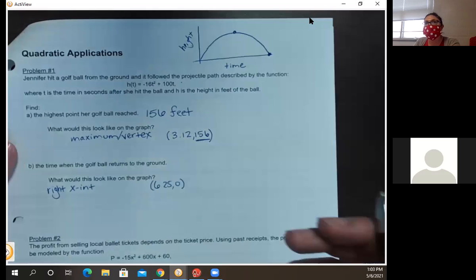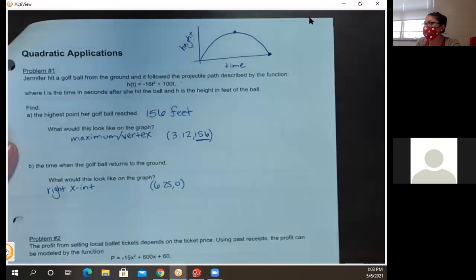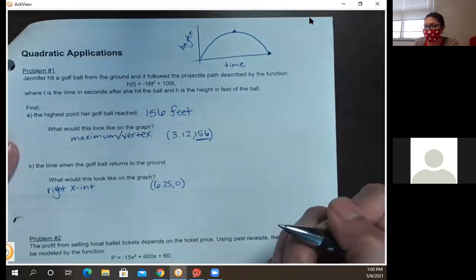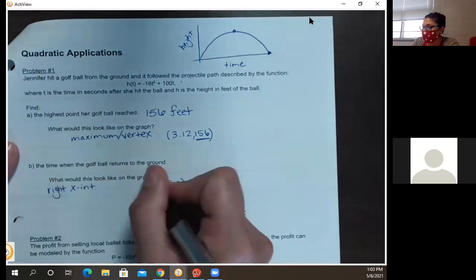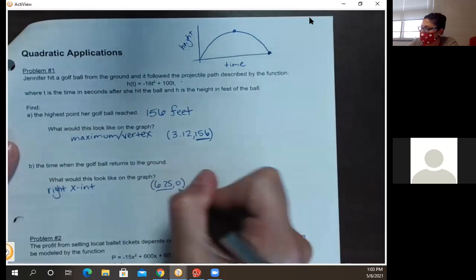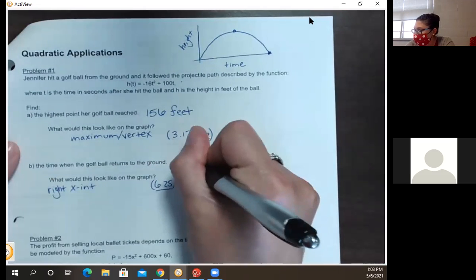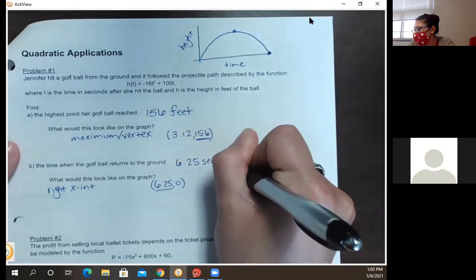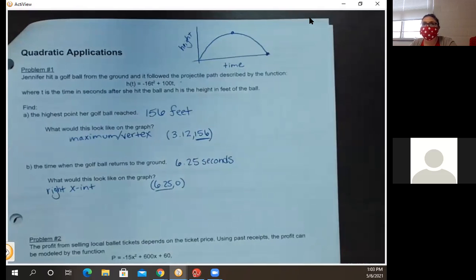Remember, I don't want to answer the question with a coordinate, with an ordered pair. I want to answer the question in the context of the problem. So it says, I want to give the time the golf ball returns to the ground. The golf ball returns to the ground 6.25 seconds after she hits it. Questions for me on our first problem here?